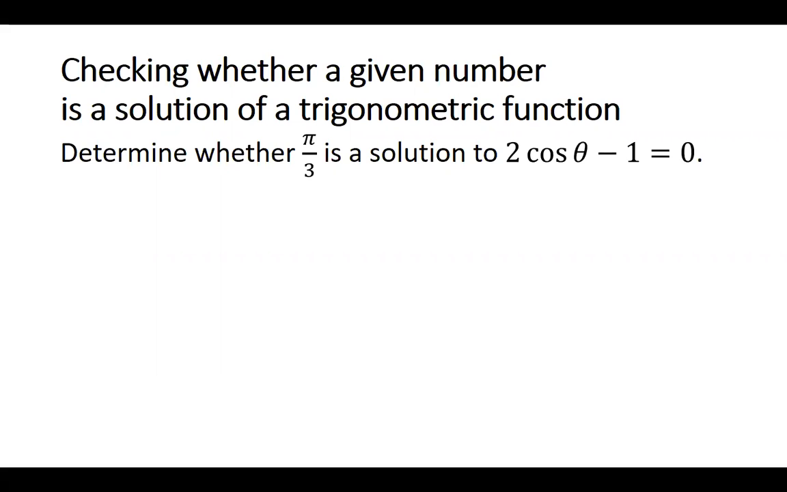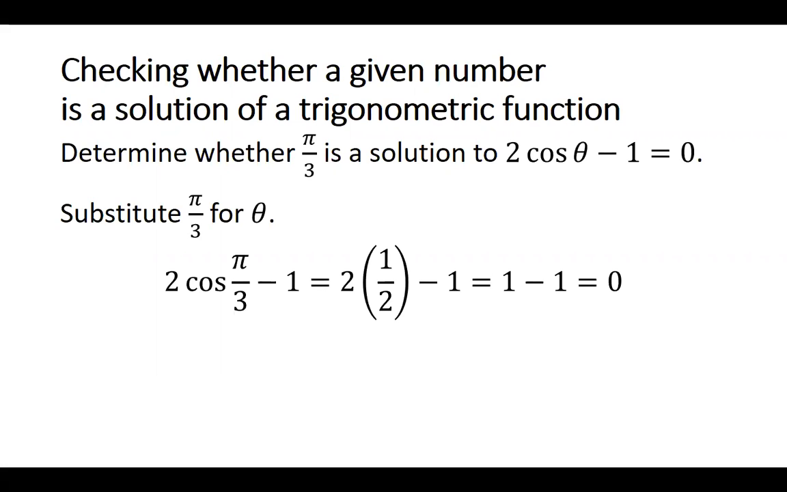So all we have to do is substitute pi over 3 for theta. So we get 2 times cosine pi over 3 minus 1, which is equal to 2 times the cosine of pi over 3, which is 1/2. So 2 times 1/2 minus 1. 2 times 1/2 is 1. 1 minus 1 is 0. So yes, pi over 3 is a solution.